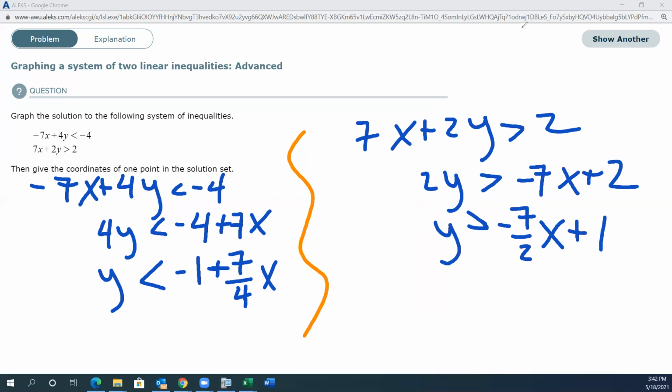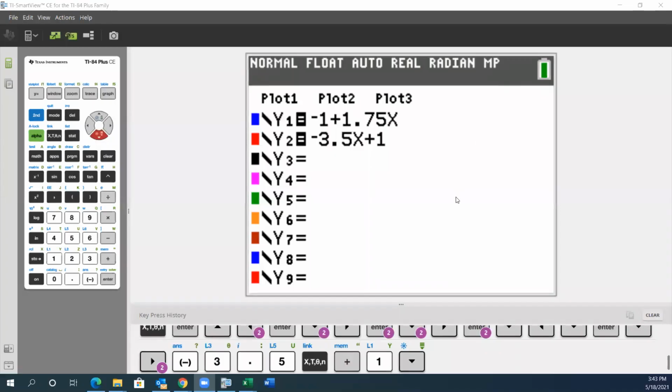Okay, so I could graph them both on paper. That'd be fine. I'm just going to do it on the calculator. Just give us more practice. So I'll meet you at the calculator in a moment. Okay, so there's my two statements right there. And you'll notice I didn't bother writing 7/4. I just said 1.75, and 7/2 is 3.5. So, it's cool.